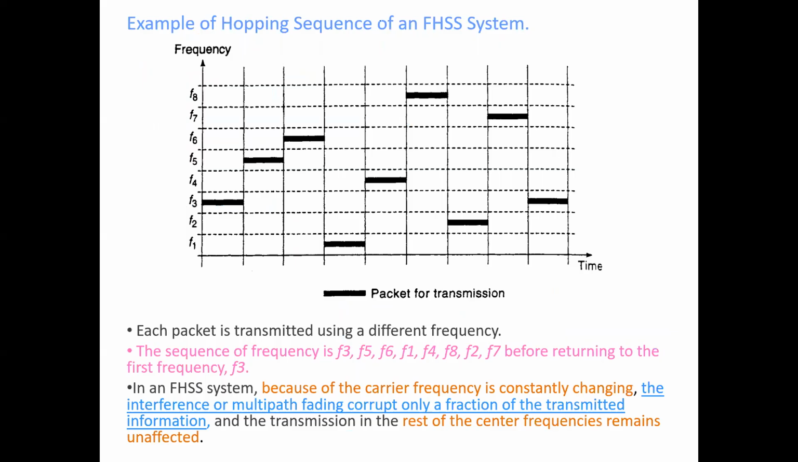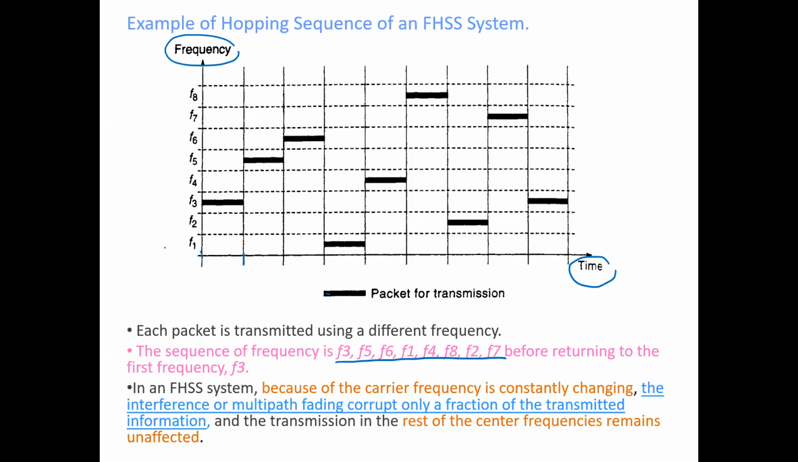This is an example of a hopping sequence of frequency hopping spread spectrum. This is 8 hop, and this is the sequence. The X-axis represents the time domain, and the black bar here represents the packet for transmission. This is one duration to transmit one packet. And the Y-axis represents the frequency.